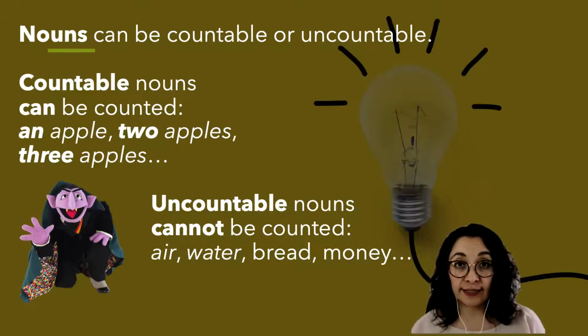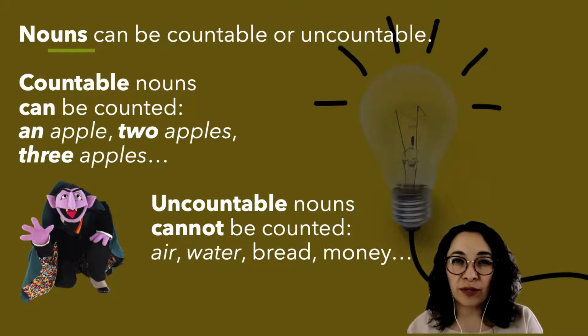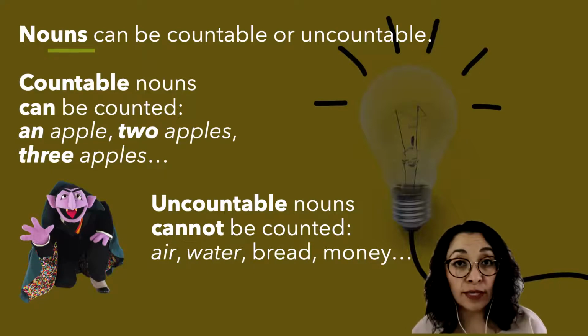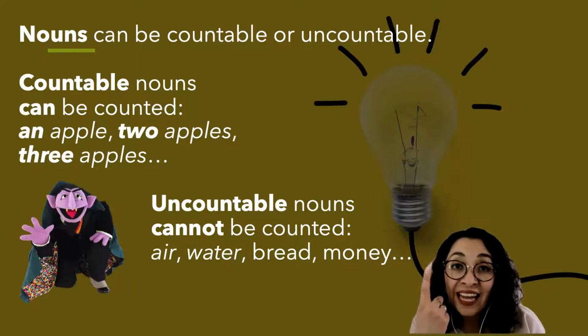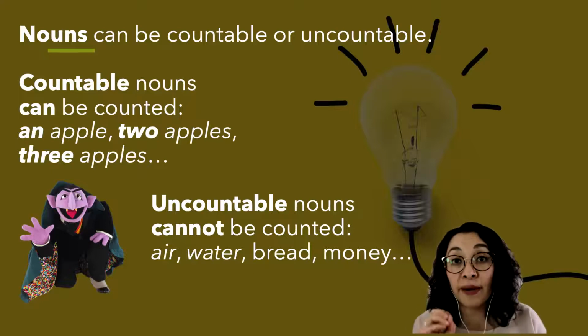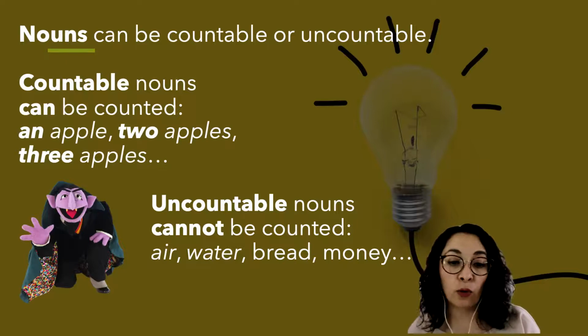Here it is important to remember that Spanish and English are very different languages when it comes to countable or uncountable nouns. For example, the word bread, pan, in Spanish is a countable noun. I can say 3 panes, 5 panes, un pan, but in English the word bread works as an uncountable noun.